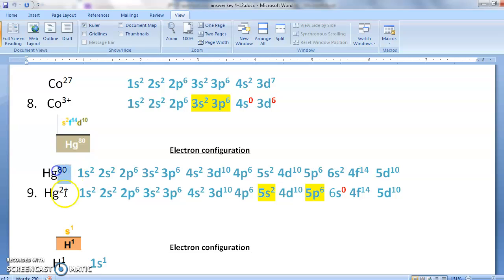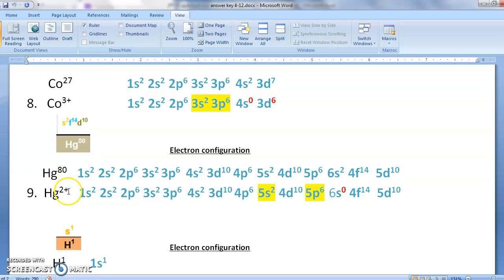How do I know I did it right? I check my total electrons. Mercury should have 80. 2 and 2 and 6, 2, 2, 6 is 10, and 2 is 12, and 6 is 18, and 2 is 20, and 10 is 30. And 6 is 36, and 2 is 38, and 10 is 48, and 6 is 54, and 2 is 56, and 14 is 70. 70 and 10 is 80. We've got it correct. That is Mercury, but we are not supposed to do Mercury.